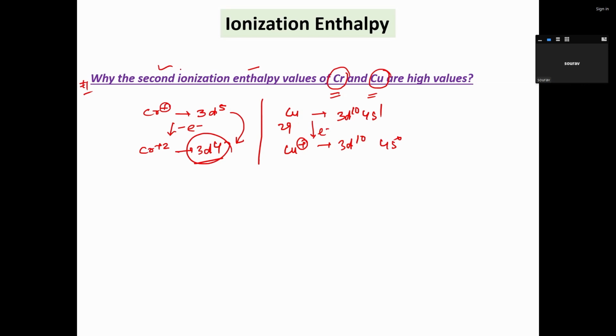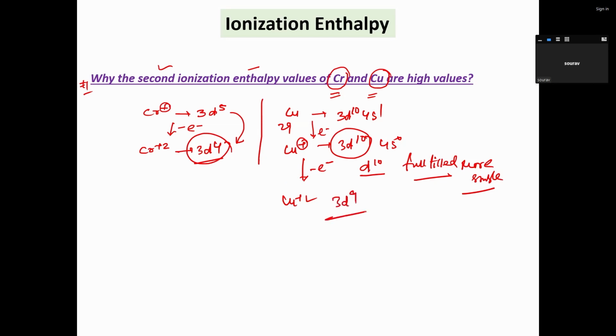But here we are talking about the second ionization enthalpy. So we have to remove one electron from the 3d orbitals. But you see, 3d10 is already full-filled, and it is more stable. That's why when we remove it here, it will be copper plus 2, and the electronic configuration will be 3d9. But to remove one electron from that full-filled d orbital is not an easy task. That's why the second ionization enthalpy value for copper is a high value.